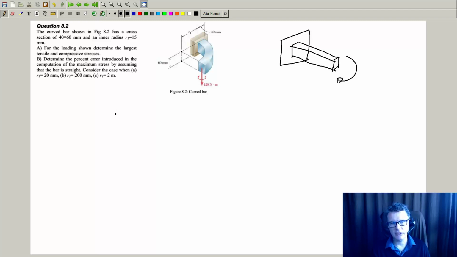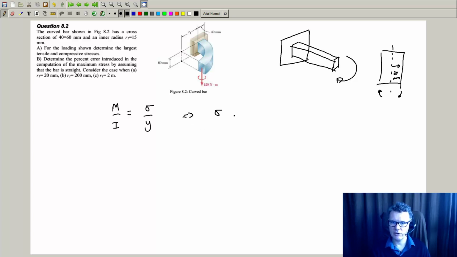So for this, you need to go back to the engineer's bending equation, and we're going to use that. Looking at the end of the bar, we've got this being pulled in this direction and squashed in this direction. We've got the symmetry plane, an axis down the middle, 20 millimeters to get to here.